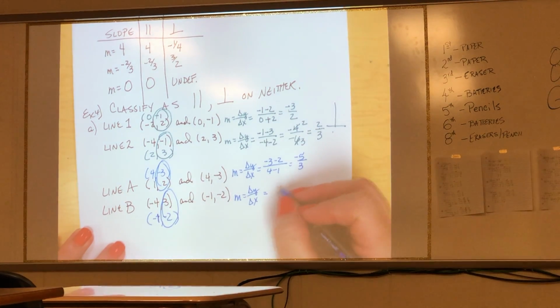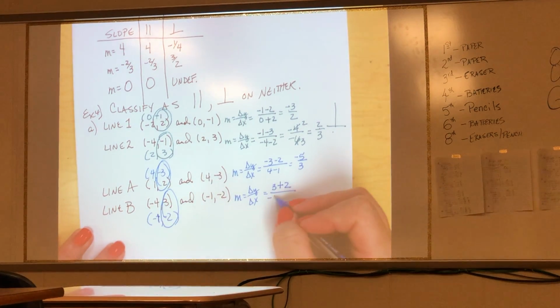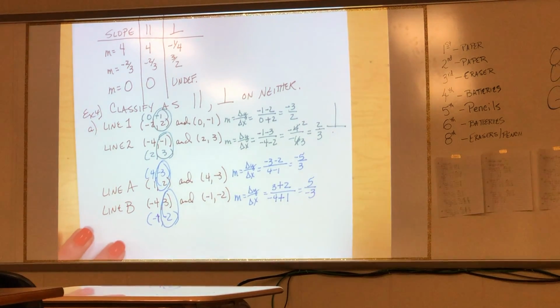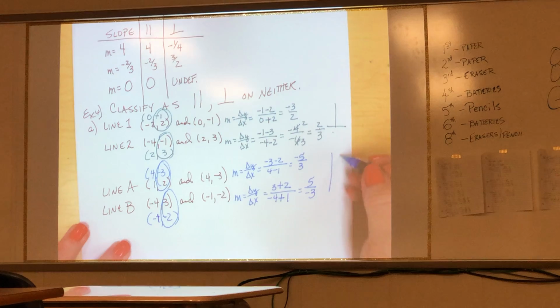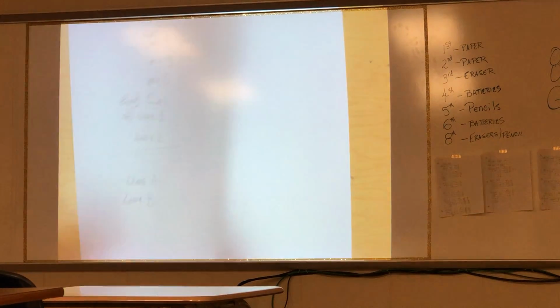Y's on top. 3 minus a -2, over -4 minus a -1. Are those the same thing? Yes, they are. Parallel. Anybody got a question? Okay, so the next thing we're going to talk about is the last problem.